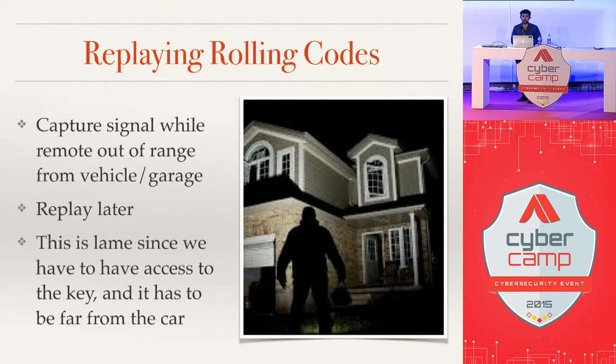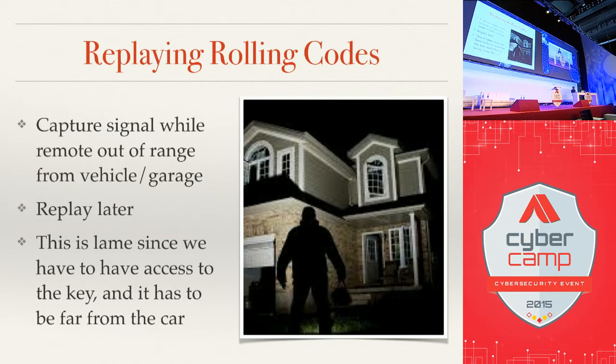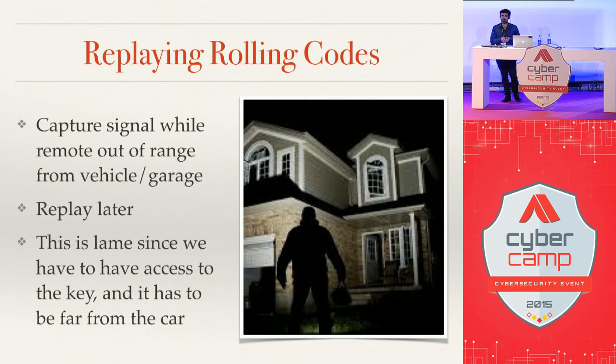However, there is something interesting about these rolling codes, and it's that if you can capture the signal while the remote is out of range with the vehicle, you can replay it because the car never heard it. And rolling codes don't have an expiration. They only expire after a future code has worked. So if I can, let's say, go into your house, press the button when it's not near your car, and listen to that, I can then replay it later. However, this is a lame attack because I've already broken into your house. I might as well just take your keys.